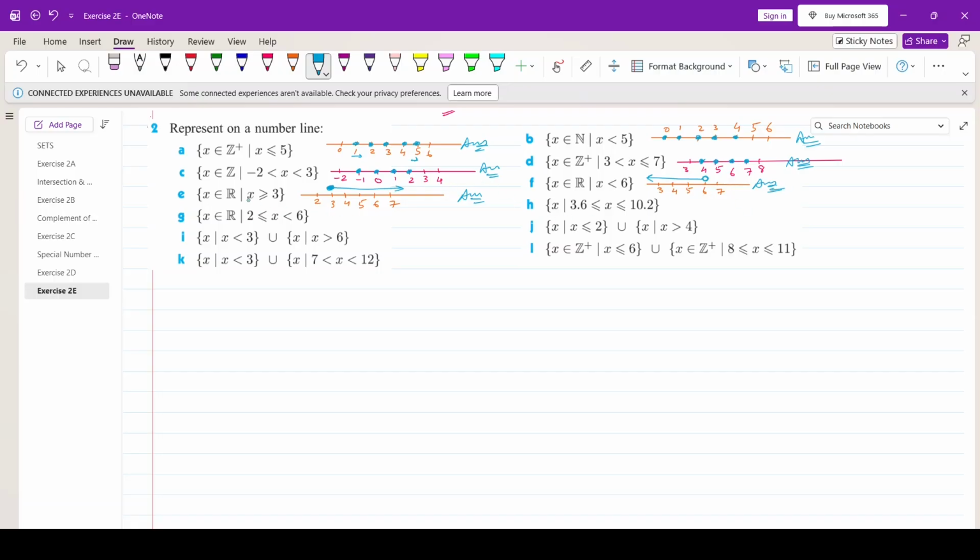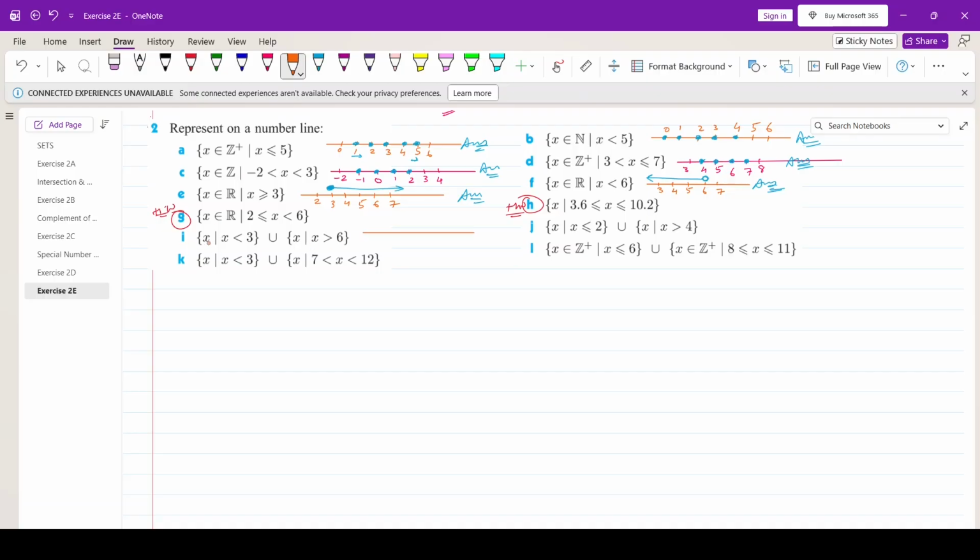Now you see the difference. When we had x greater than or equal to, when we had this equal to, we filled this dot. When we do not have this equal to, we do not fill this dot. Similarly, this is your homework. Now let's do question 2 part I.